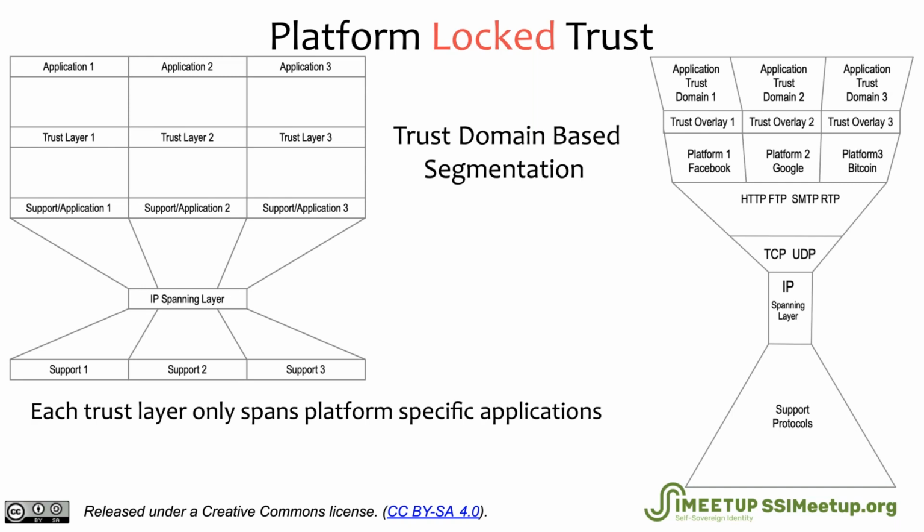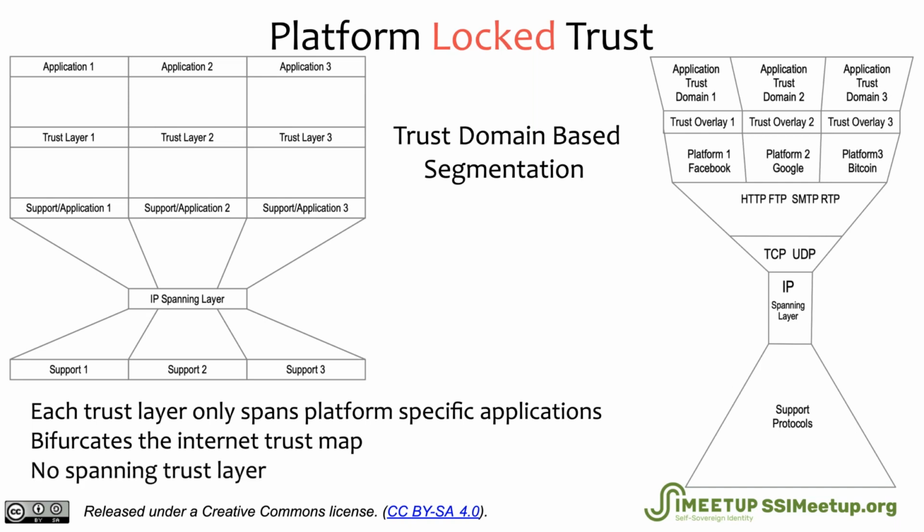So that is a problem, because now we have trust domain-based segmentation of the internet. So that's what leads to the idea that the internet is broken, because we don't have interoperability, we don't have trustable interoperability. It's highly segmented. So we want to fix that. We don't want to have a bifurcated internet trust map. We want to have a single internet trust map. And to do that, we need to add a trust spanning layer.